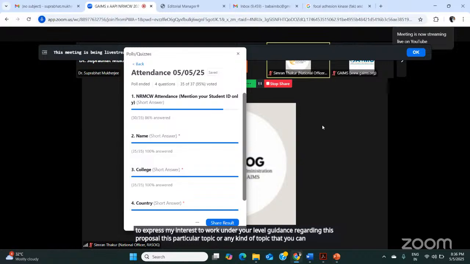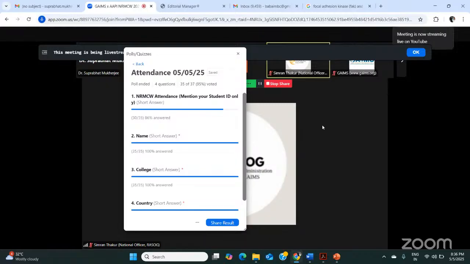So always try to write your approach letter based on his or her domain of interest, because otherwise you will get a rejection saying, I don't want to work on this particular aspect. Okay, in this way you can approach.